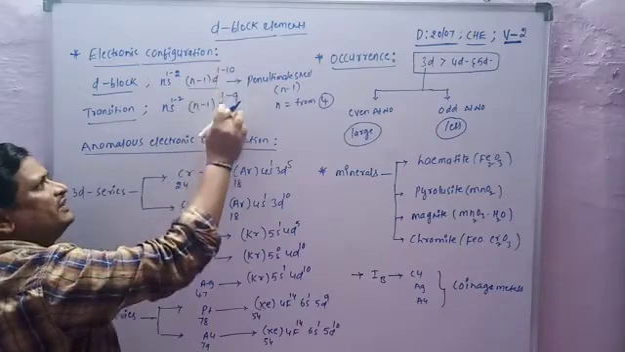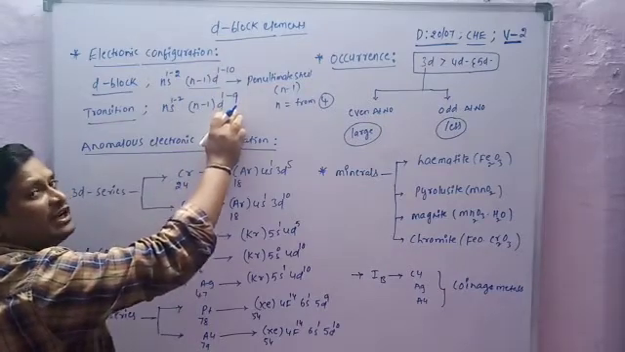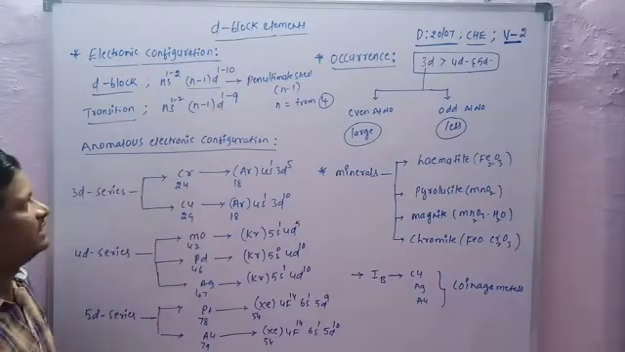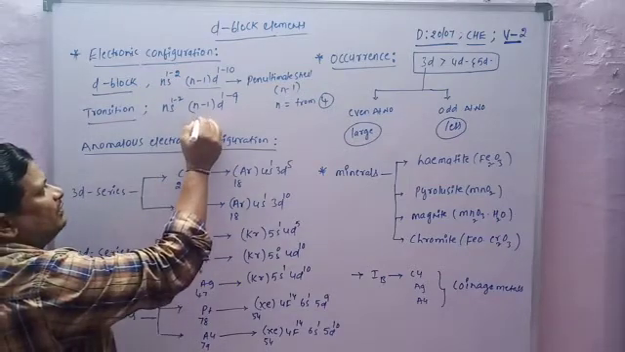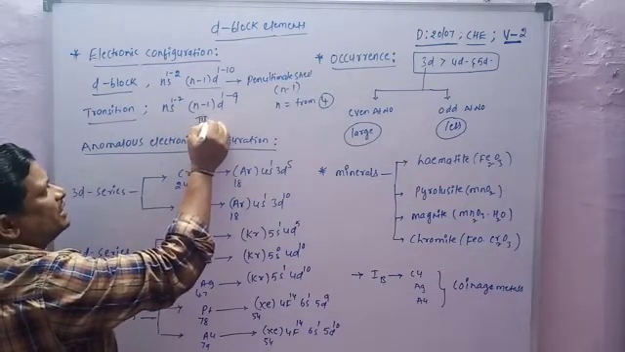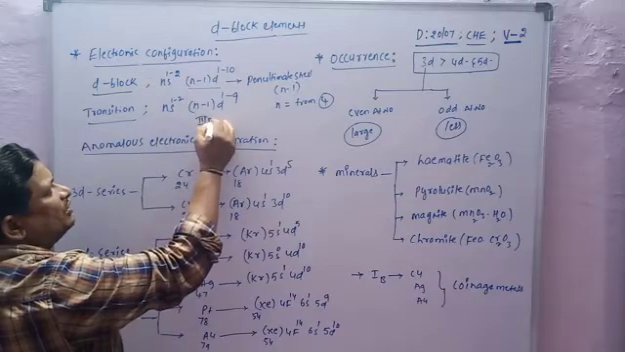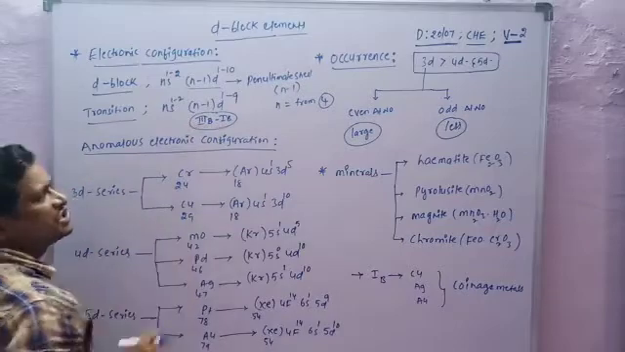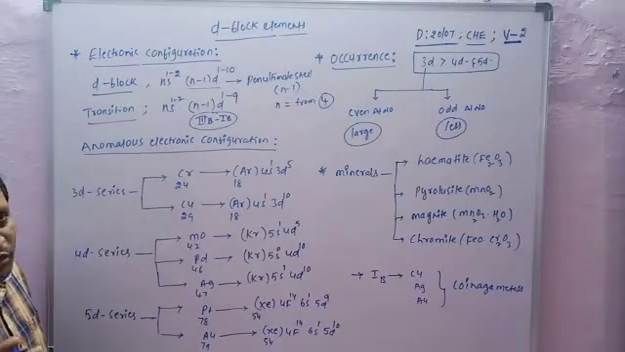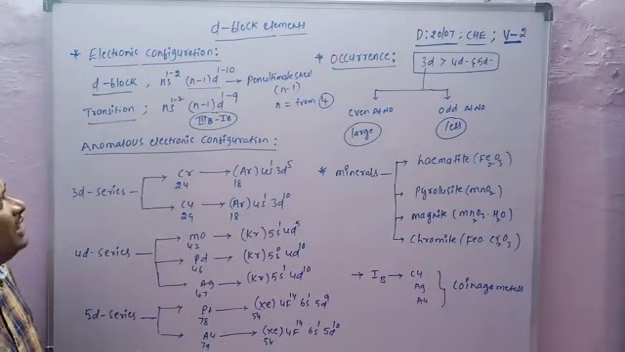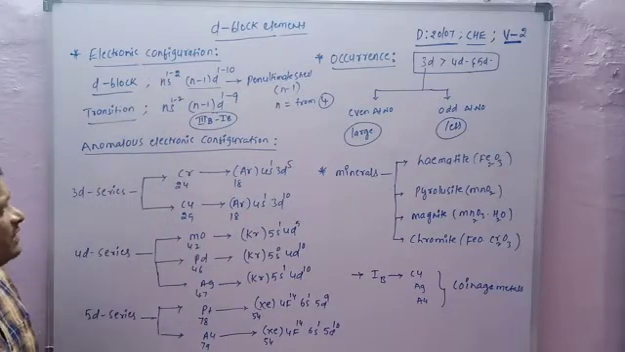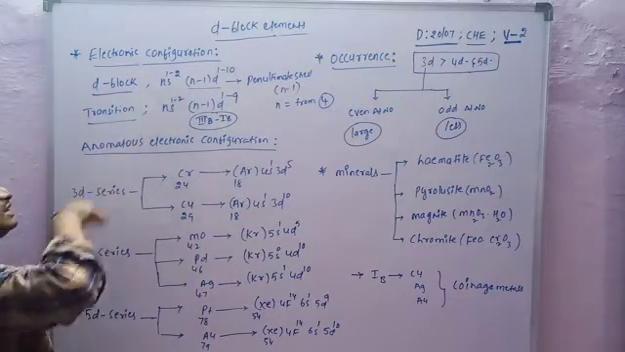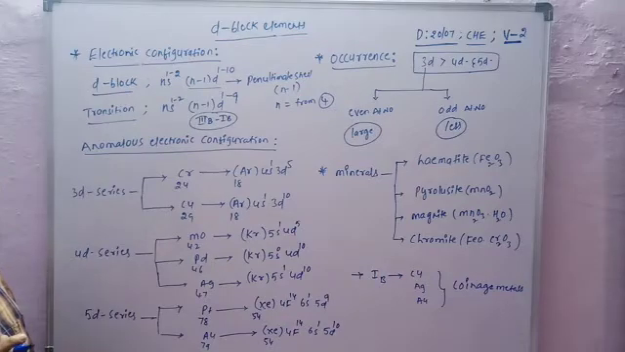In d10 it is completely filled, whereas in transition elements it is partially filled, incomplete filled. That is the difference. So from 3B group to 1B group, these elements are considered as transition elements. 3B group to 1B and 2B are considered as d-block elements.